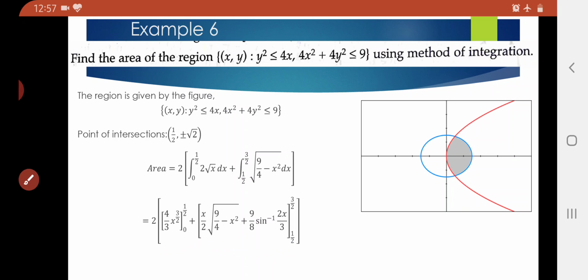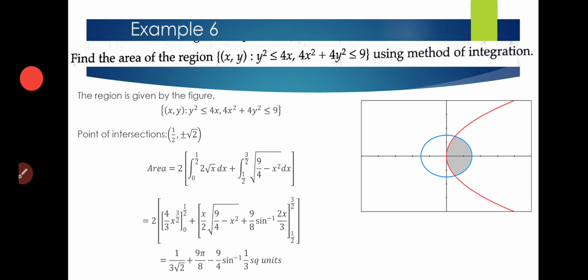Now after you have done your integration, it's time to put the values and calculate. If you do the calculation, you will see that the answer is coming out to be 1 by 3 root 2 plus 9 pi by 8 minus 9 by 4 sine inverse 1 by 3 square units. Now for an answer, this is a very bad answer. As you can see, the expression is quite complicated, but still consider this definitely your answer.